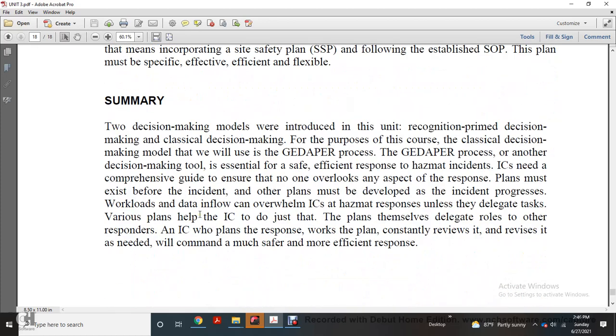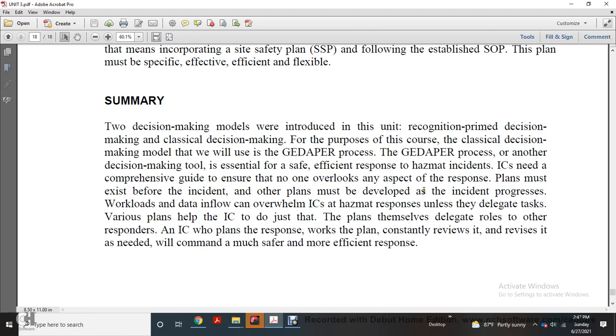Decision-making models are attributed to recognition-primed decision-making and classical decision-making. The purpose of classical decision-making is to use the GEDAPER process as a decision-making tool, essential for a safe and efficient response. Hazardous incident command needs a comprehensive guide to ensure that no one overlooks anything, and a plan must exist for incident command.